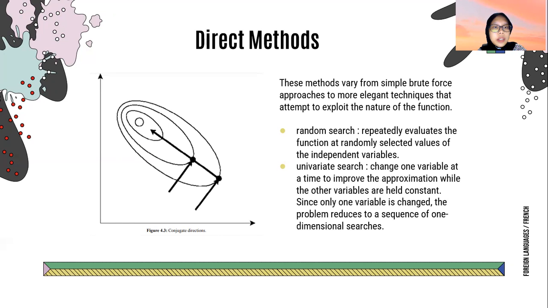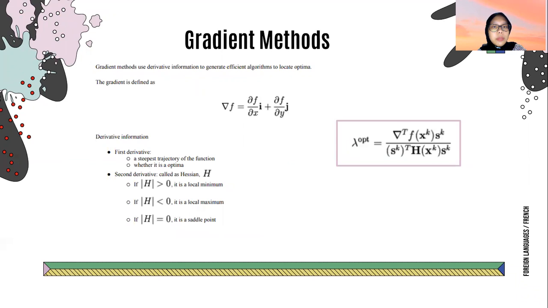And here is the picture of conjugate directions. And second is gradient methods. Gradient methods use derivative information to generate efficient algorithms to look for the optimum point, where the gradient is defined as these formulas. For the derivative information, the first derivative tells whether it is an optimum, and the second derivative is called the Hessian and symbolized as H.